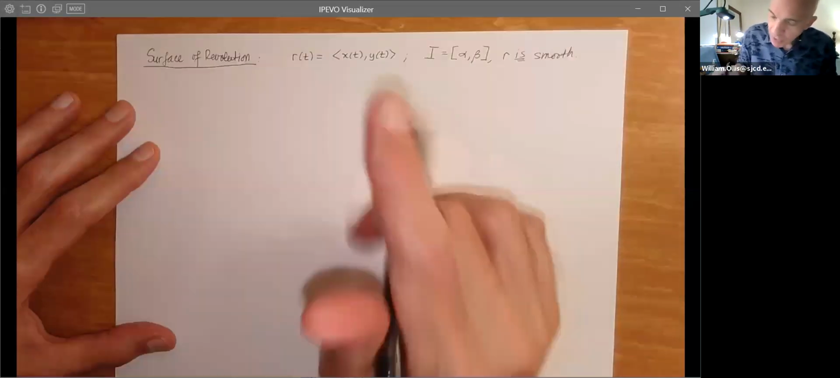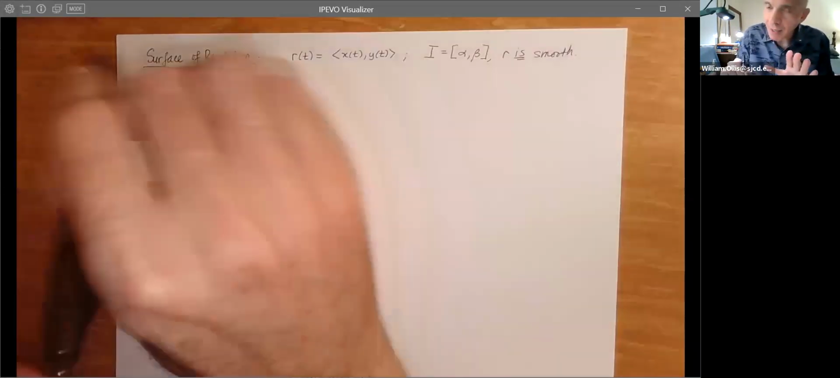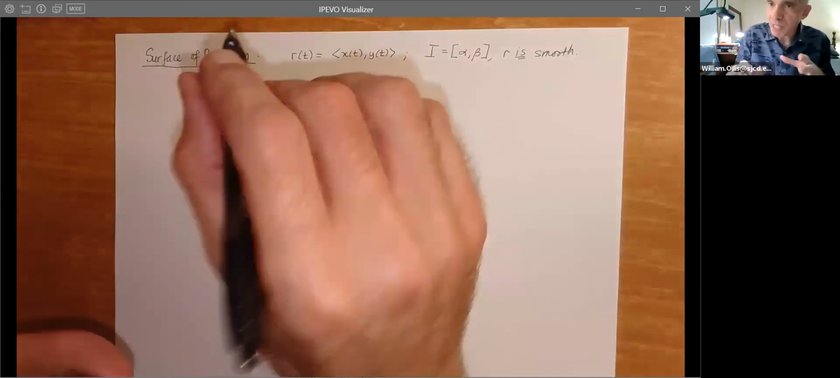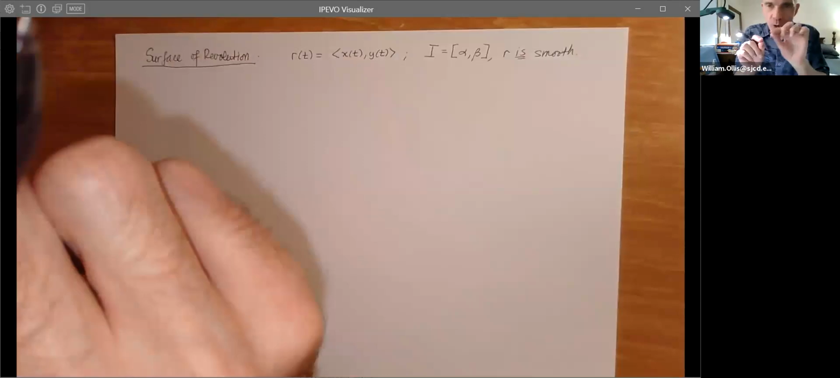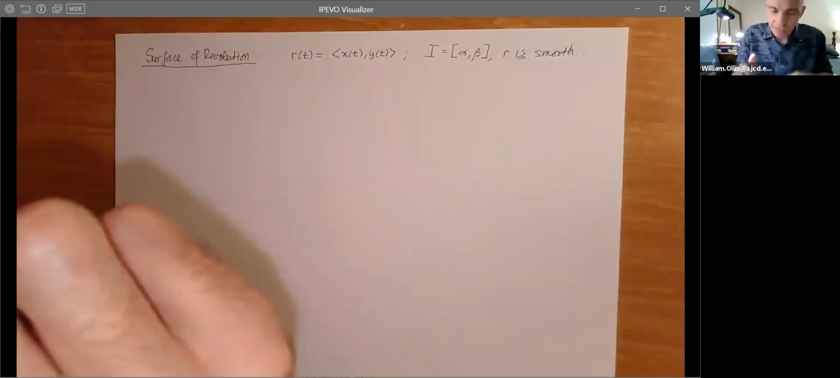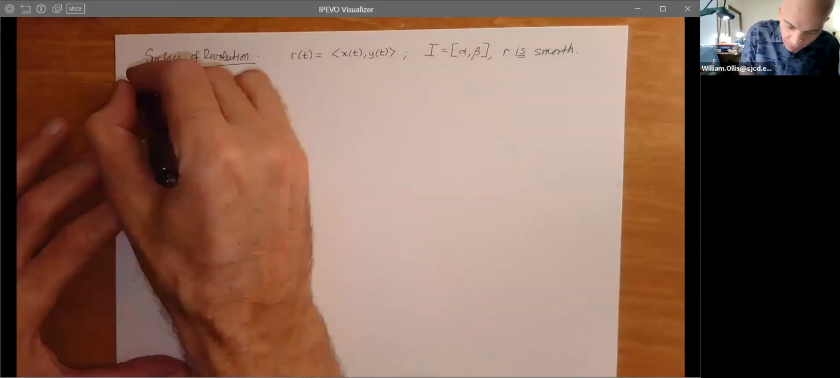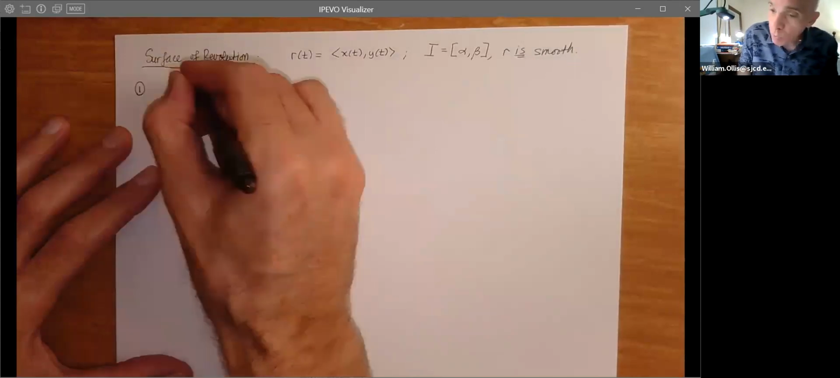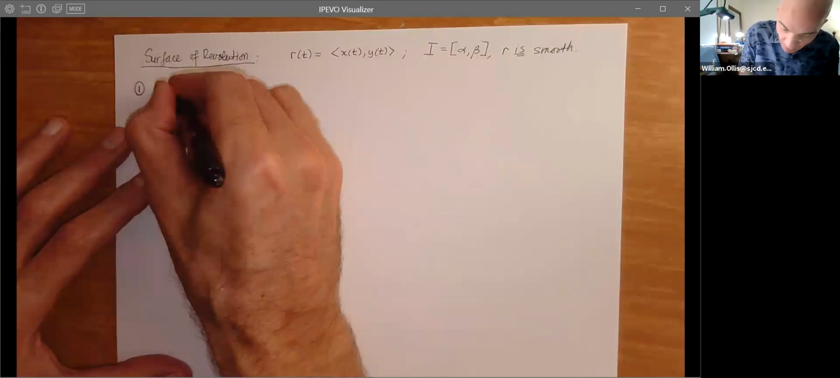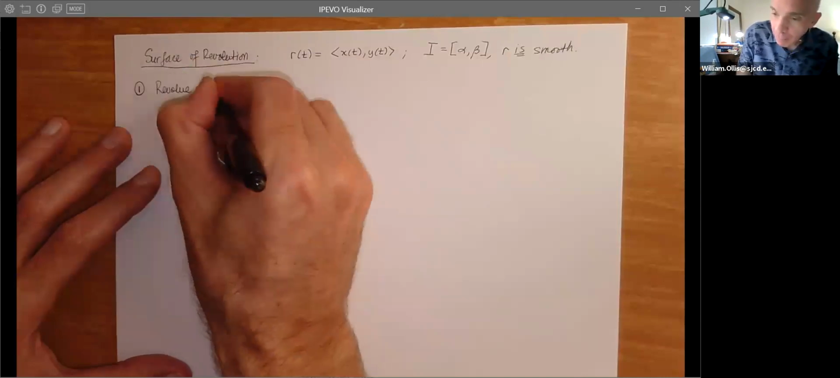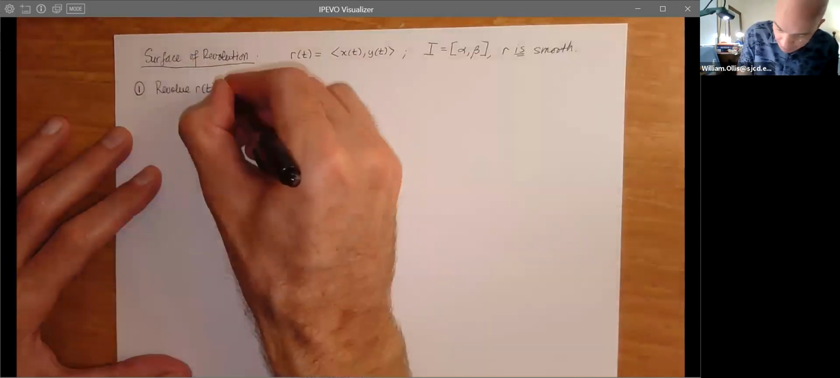So now, we've got the element of arc length, which we can use to find the little piece, rotate about a given axis. So now, number one, let's just say here what I've written: revolve r of t about the x-axis.